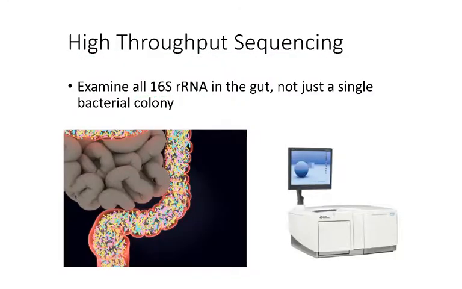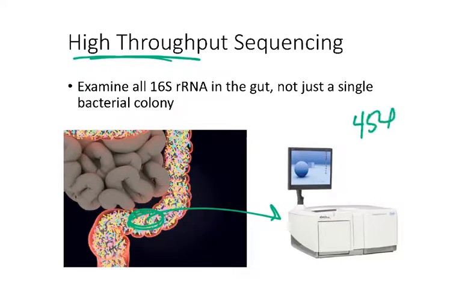And so that's why this is called high throughput sequencing, because you're processing lots and lots of data at once, not just from a single species. So what you can do is take your sample and then run it on what's called a sequencer. So you may see in the paper they mentioned something called a 454. That's just a type of sequencing technology that allows you to do this high throughput, where you're looking at 16S rRNA from a bunch of different types of bacteria at the same time.